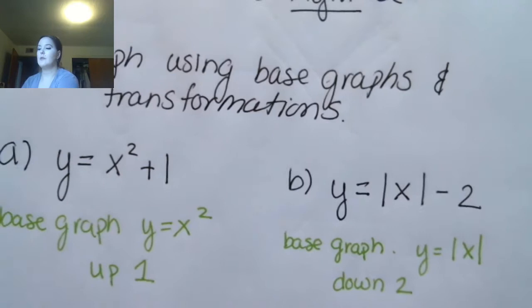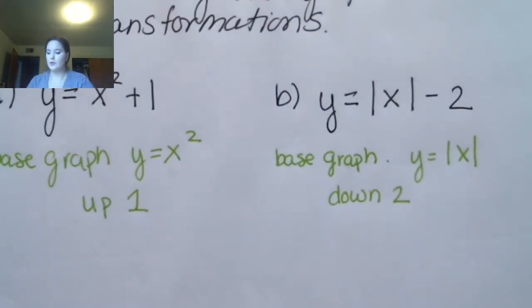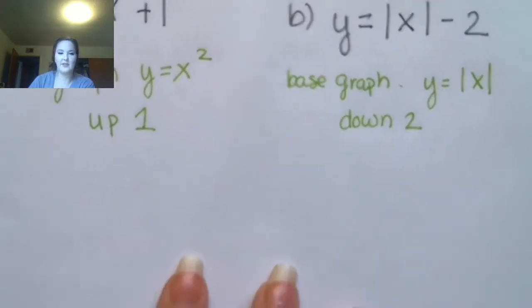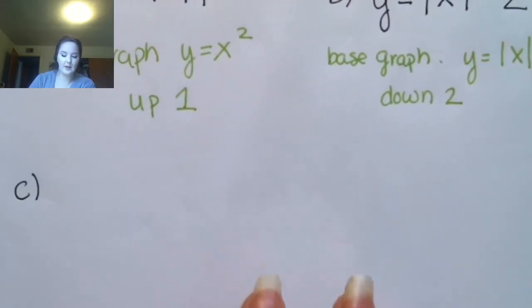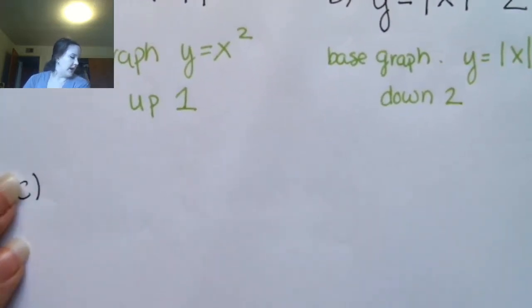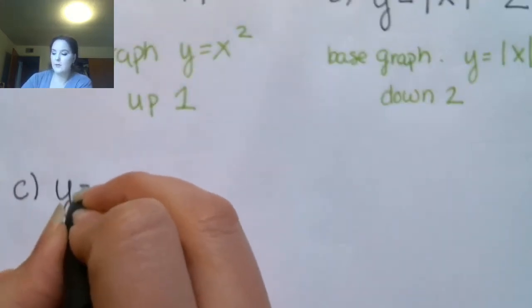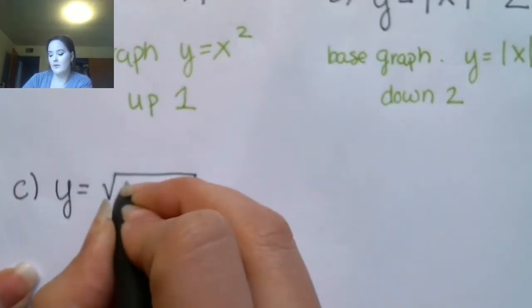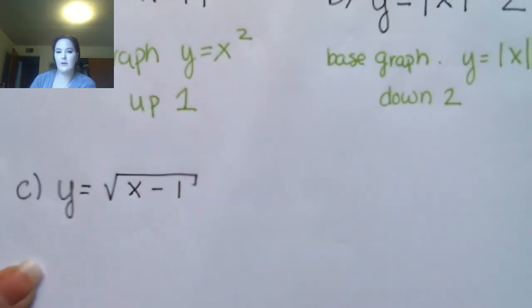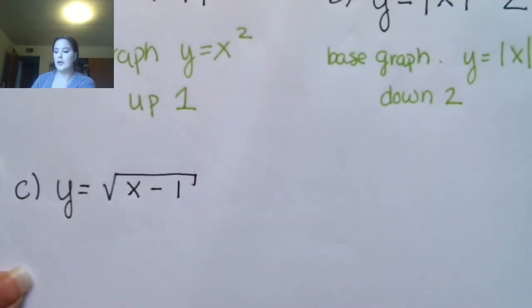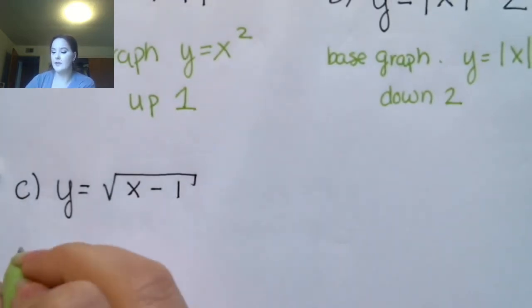Okay. Let's look at some more translations. They are transformations, but they're more specifically translations. Okay. So we'll have y equals the square root of x minus 1. Okay. So the first thing we're going to say is, what base graph is this?